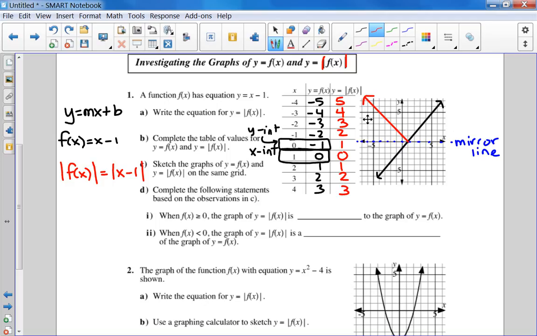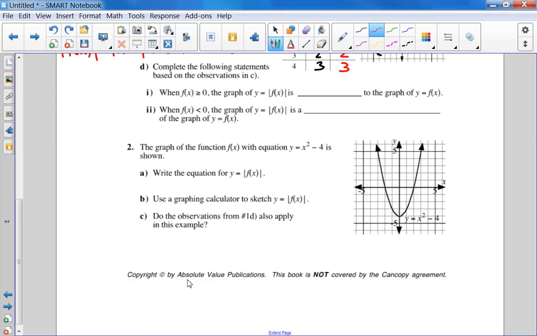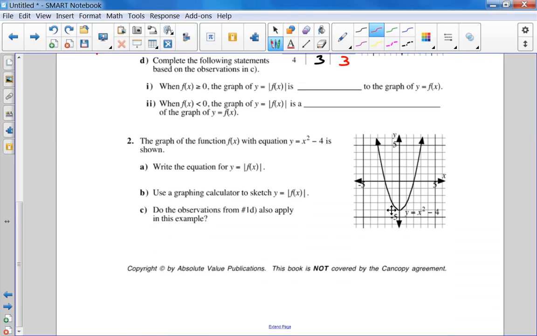Any questions about that? This is sort of reinforcing how I introduced absolute value in the first place. Let's try it for this function here. Let's try it without the calculator.